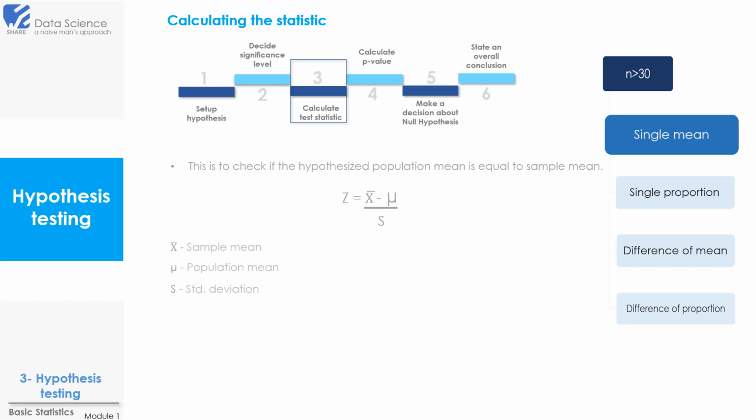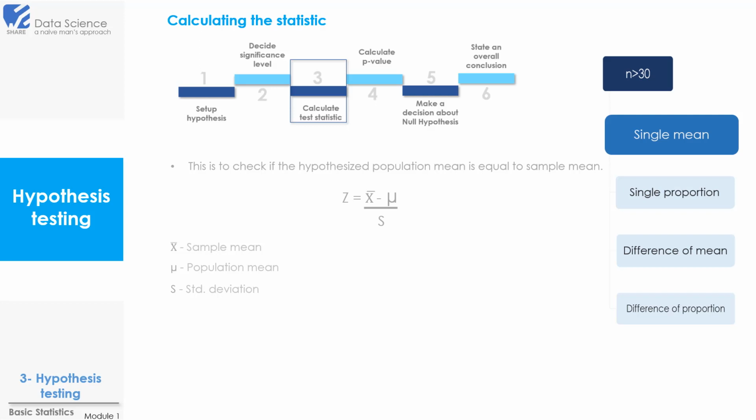Now since the sample size is greater than 30, we can use the Z statistic shown here. Once we calculate the Z statistic, we can move ahead with the remaining steps shown at the top here. So that is a single mean hypothesis test for sample size greater than 30.